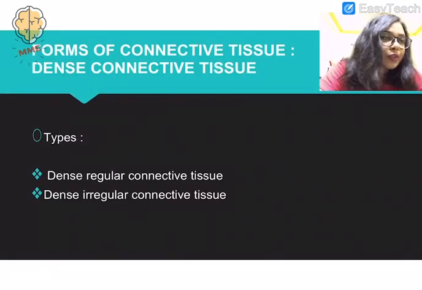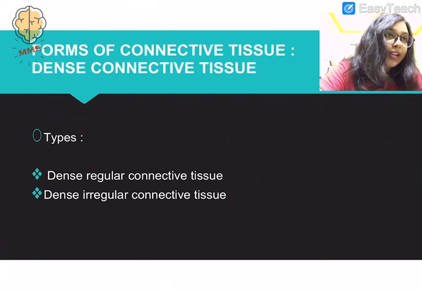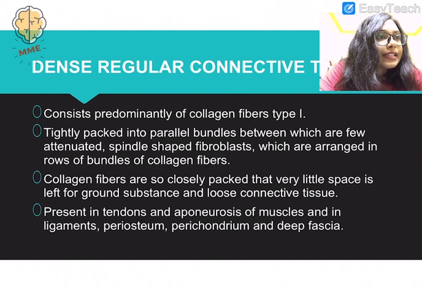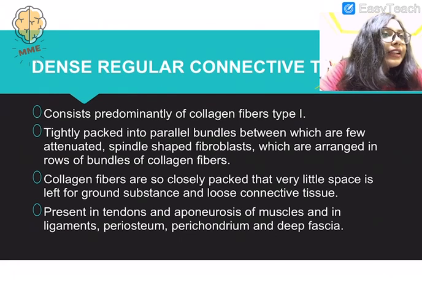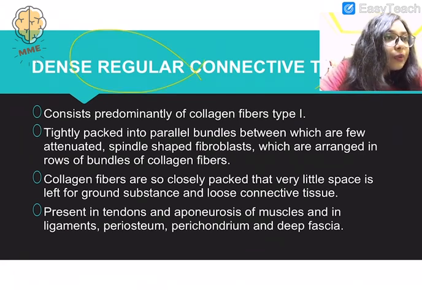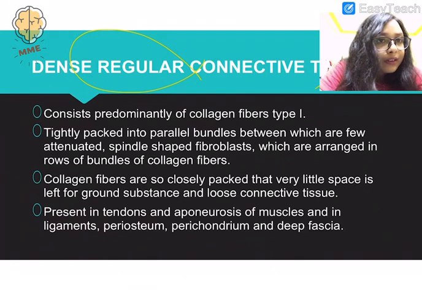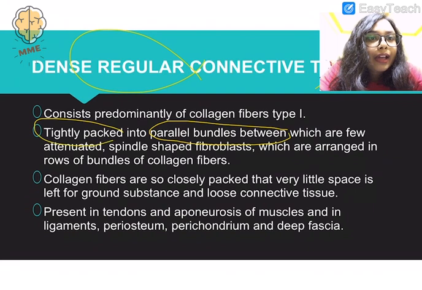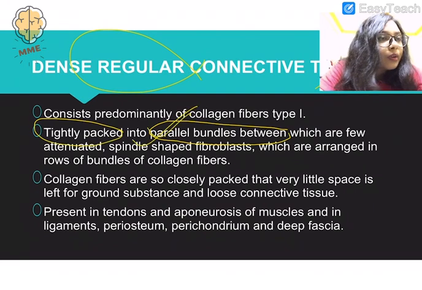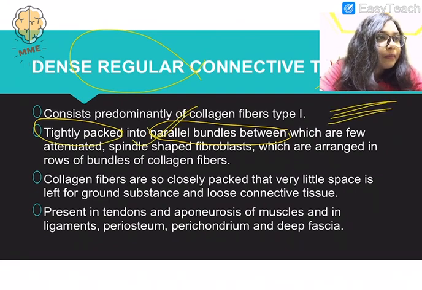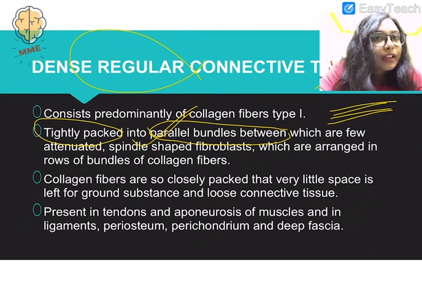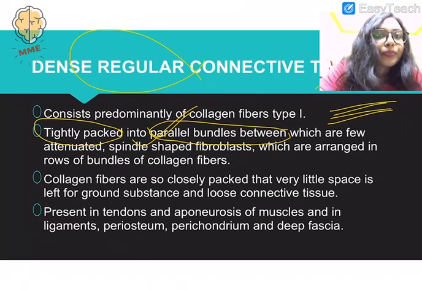So, the dense connective tissue. Dense connective tissue is further divided into dense regular and dense irregular connective tissue. First of all, we will talk about the dense regular connective tissue. Why are they called regular? Because of the regular arrangement of the fibers and bundles. The parallel bundles are tightly packed, but they are parallel, and hence they are not arranged irregularly. They have a very regular arrangement, and hence they are known as dense regular connective tissue.